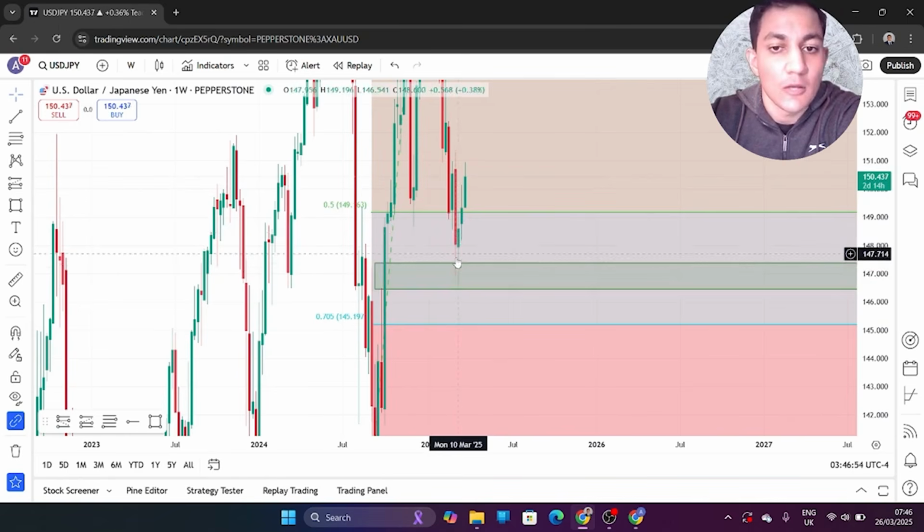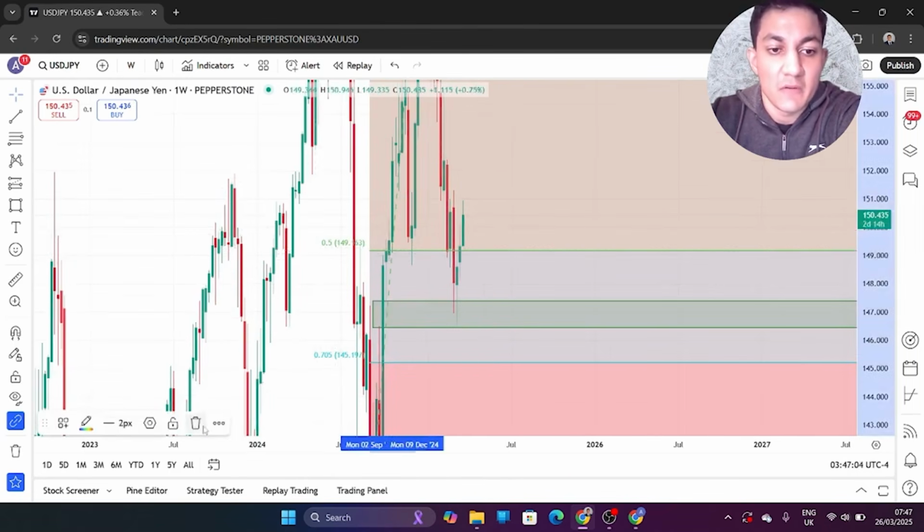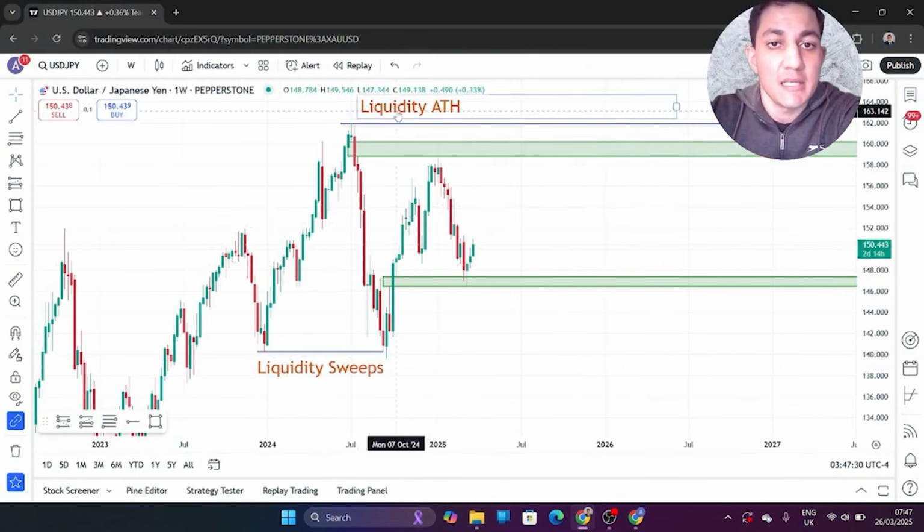Look at this candle, where does it go? It wicks straight into the fair value gap. And then this candle here almost fills the fair value gap entirely, and then we start to shoot off. And now we're above the 50% level, right? Very, very important.